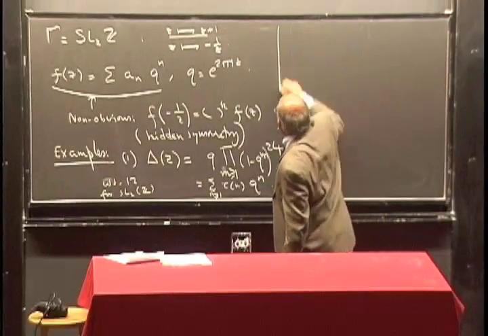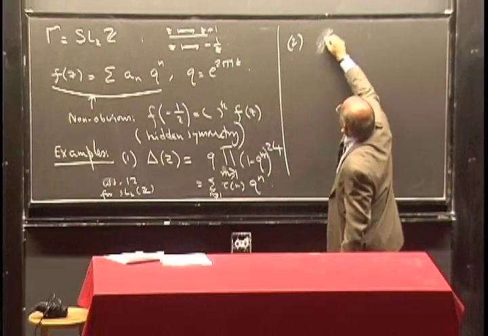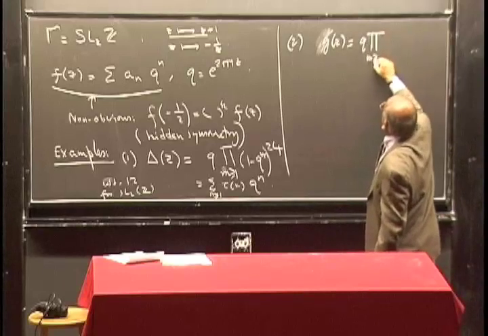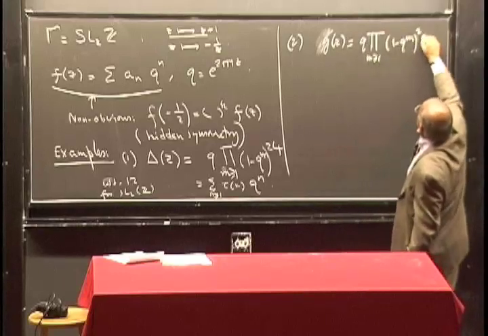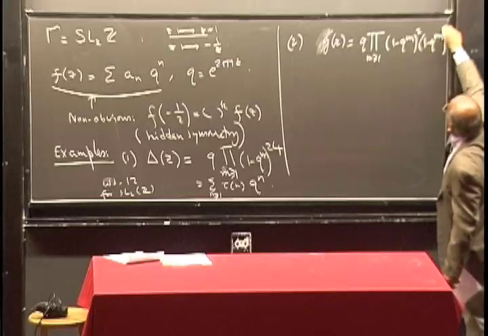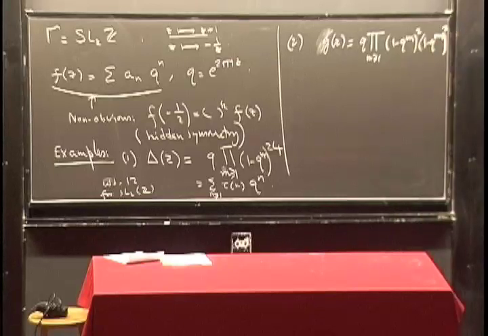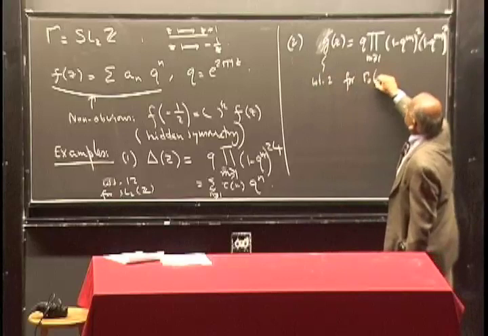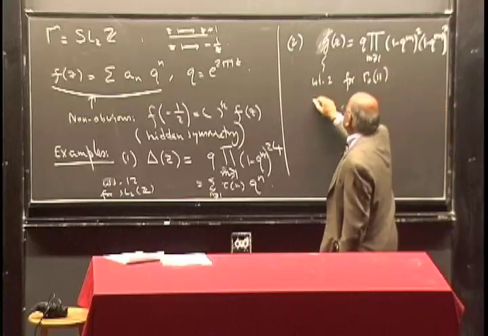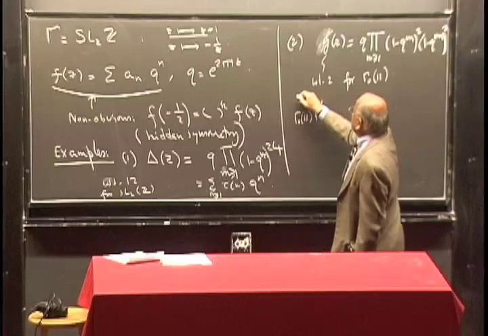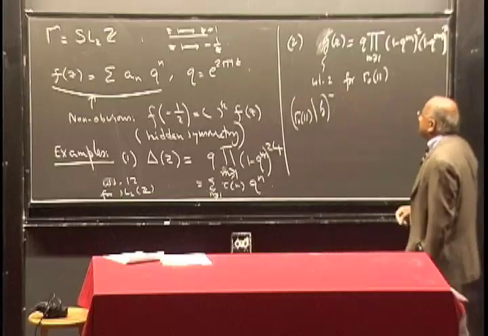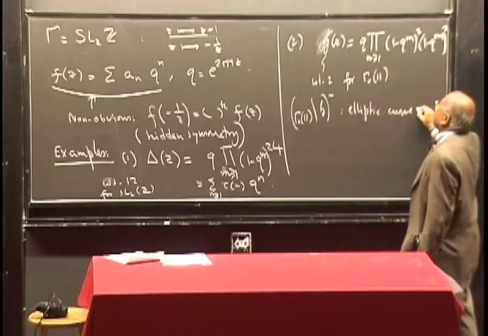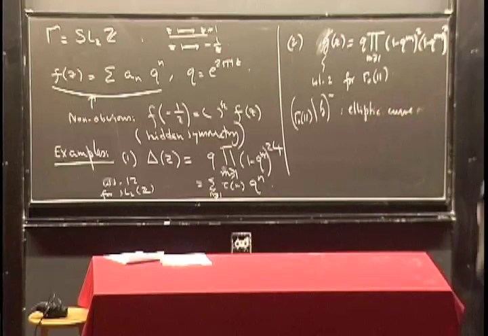And so the second example is g of z. So I could now take q times the product of (1 minus q to the m) squared times (1 minus q to the 11m) squared. And this is another very important example. And this turns out to have weight 2 for gamma 0 of 11. In fact, in this case, the upper half plane modulo gamma 0 of 11, if you compactify it, and sometimes call X_0(11), is an elliptic curve in this case, which is in fact defined over Q.